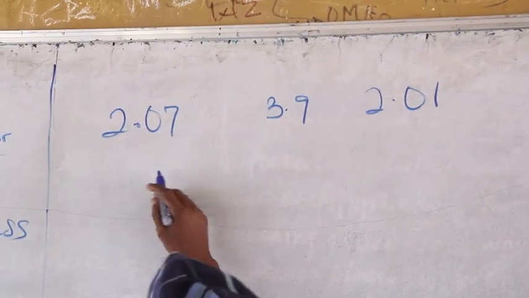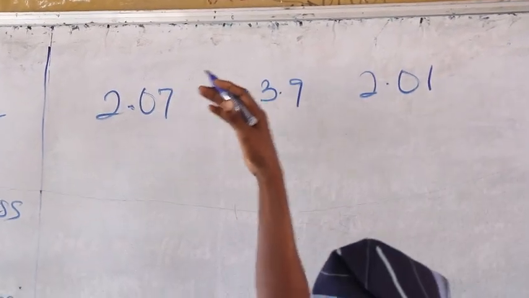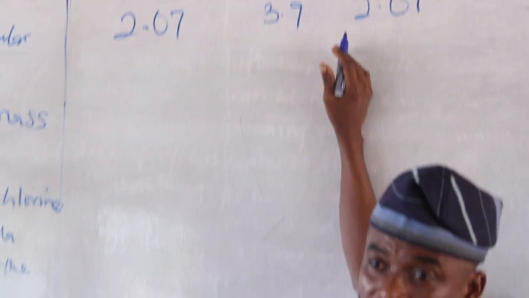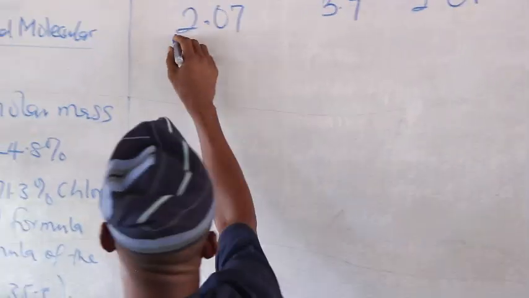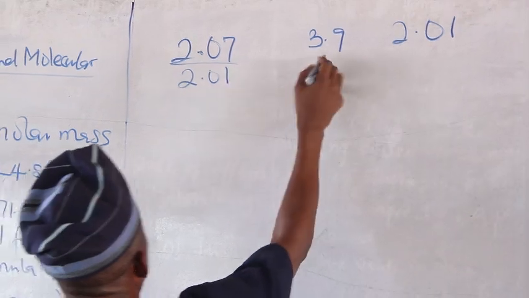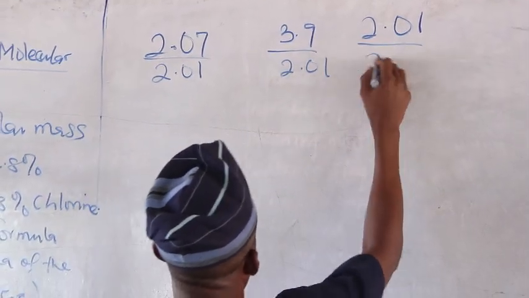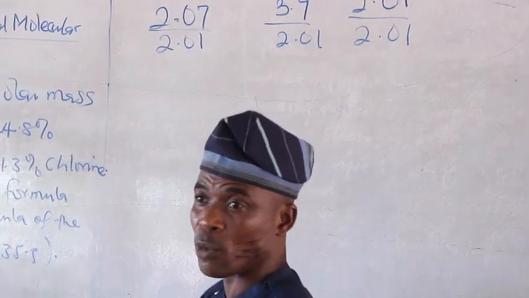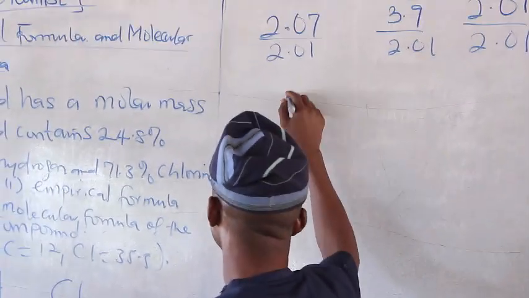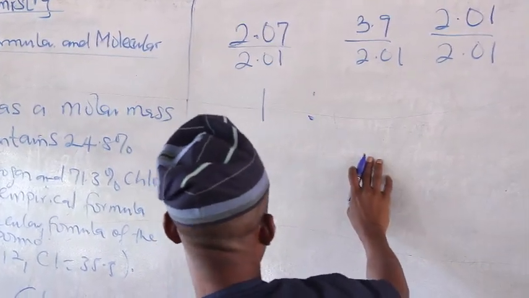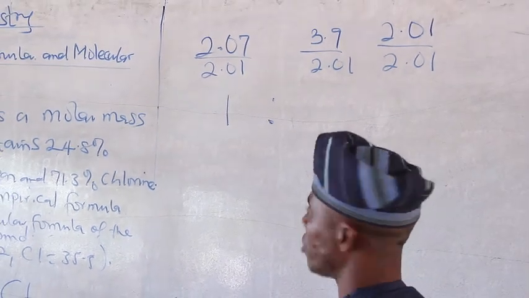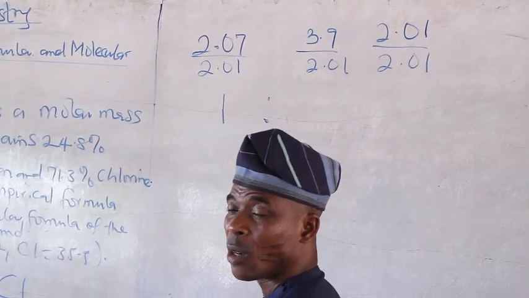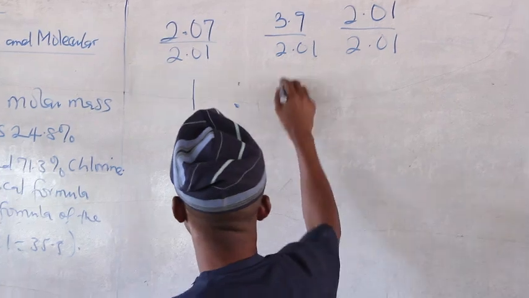So divide each one of them. The essence of dividing by the smallest number is to find the whole number, because what we need is the whole number. So divide by 2.01, divide by 2.01, divide by 2.01. And what is 2.07 divided by 2.01? That is 1. The ratio. What is 3.9 divided by 2.01? 1.9. That should be approximately 2.